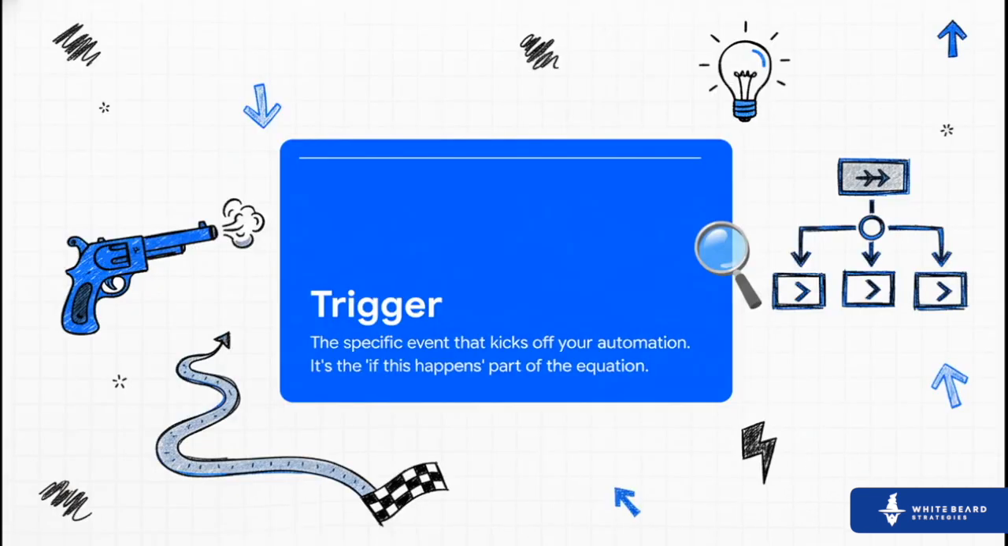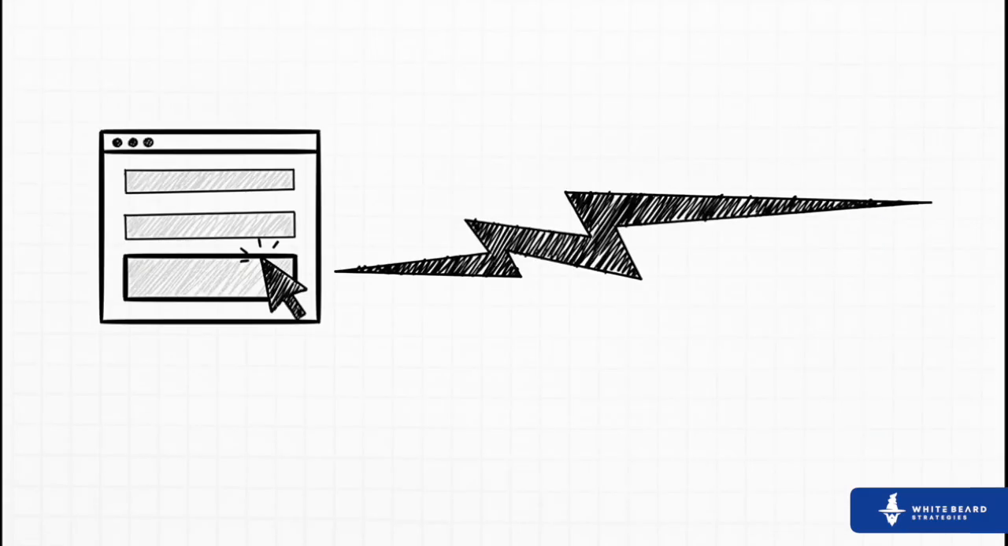So let's start with that first piece, the trigger. Think of this like the starting gun for your automation. It's the if this happens, then do that part of the whole equation. Without a trigger, nothing happens automatically, which kind of defeats the whole purpose. And for our little example here, the trigger is going to be very specific. A potential customer goes to our website and fills out the claim offer form. The very second they hit that submit button, our automation is going to spring to life.